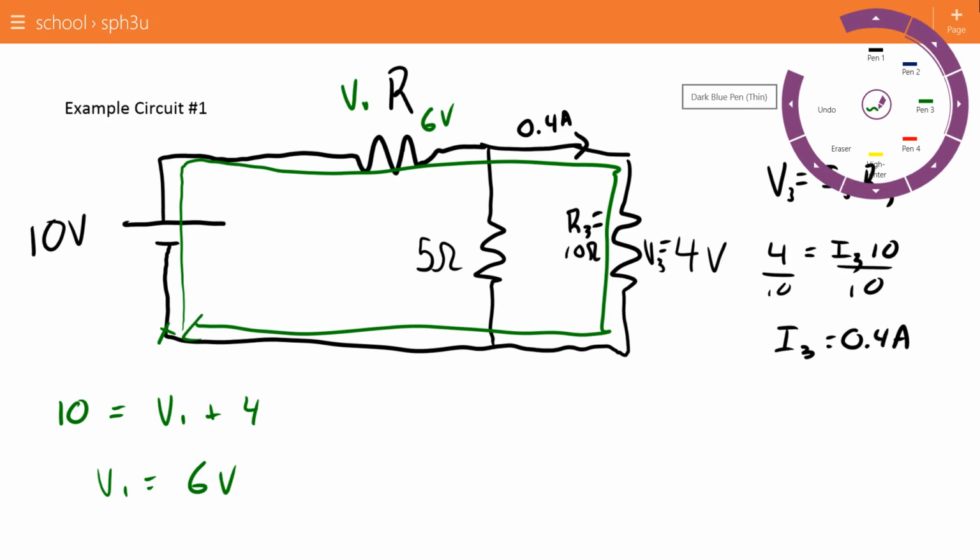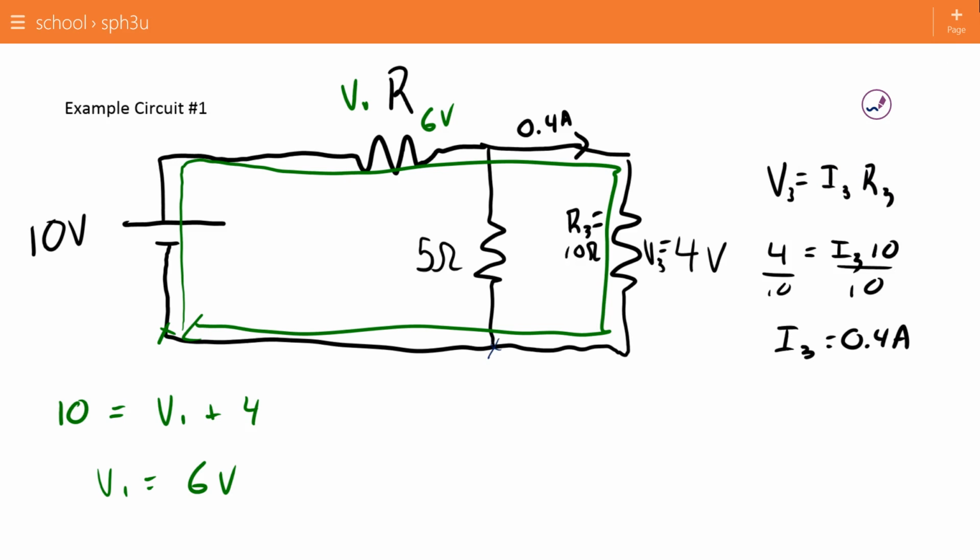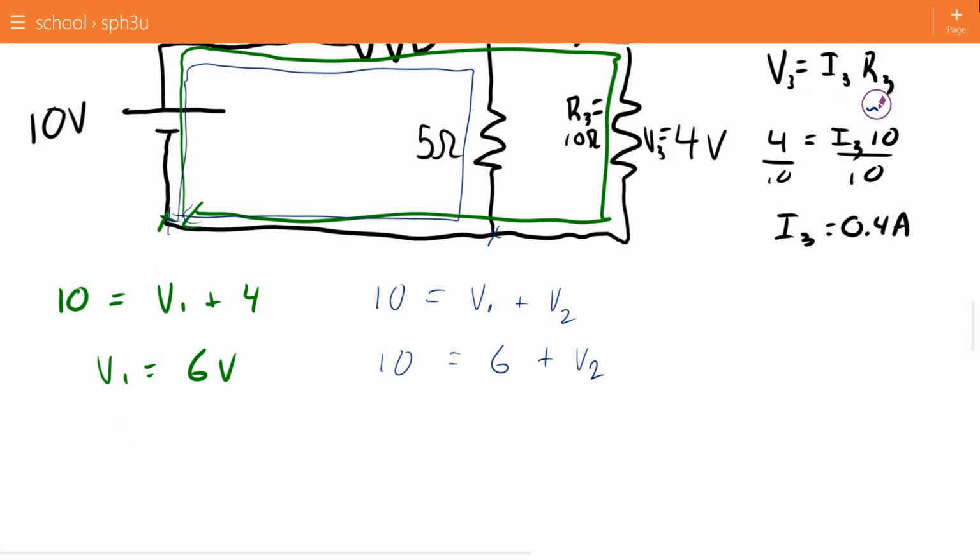The second thing I'm going to look at is a little circuit right here. Or you know what, I'll keep it simple. I'm going to go up, through, and down, and back. So now I'm just doing the inner circle. Here I'm going to go up 10, down the 6 volts that I just figured out from V1, plus down whatever I do in V2. 10 equals 6 plus V2. V2 is equal to 4 volts.